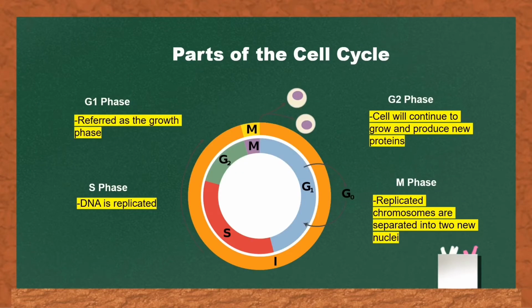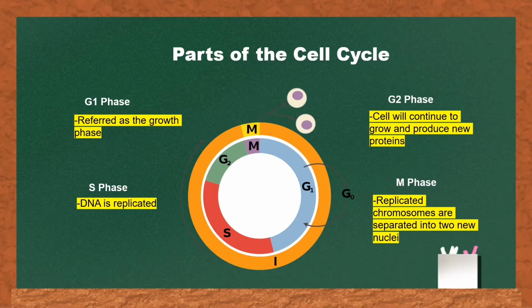As you can see on this slide, we have G1 phase, S phase, G2 phase, and M phase. The G1 phase is often referred as the growth phase because this is the time in which a cell grows. During this phase, the cell synthesizes various enzymes and nutrients that are needed later for DNA replication and cell division.